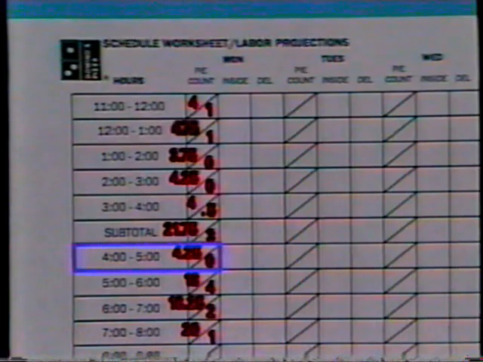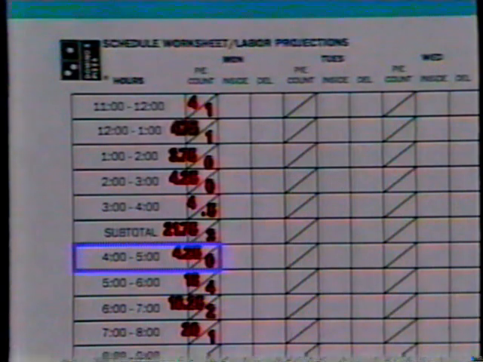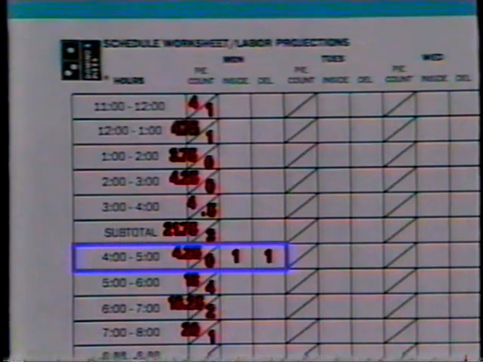However, because we have projected 4.25 instead of an even 4 pizzas, we probably will need to have someone coming on to the schedule during the last few minutes of the 4 to 5 o'clock hour in anticipation of the 5 o'clock dinner rush. Insert the numbers on your weekly schedule worksheet in the appropriate columns, one driver and one in-store person into the 4 to 5 o'clock slot on Monday.